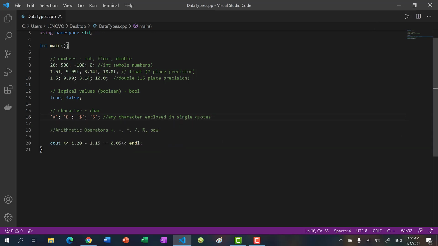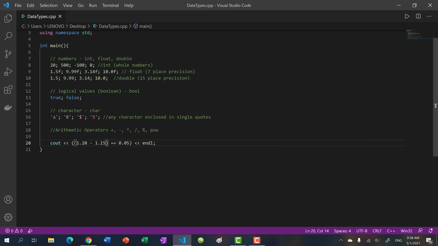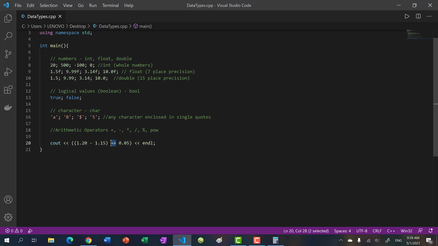And we get an operation issue. So let's do this, and put this in here. And we get 0. 0 is false. But why did we get false? We saw earlier that 1.20 minus 1.15 was 0.05. If I pull up my calculator and try it, 1.20 minus 1.15, we get 0.05. But here, equality says this is not equal. These two are not equal for some reason. And if I hover over, you can see that it's not exactly 0.05.